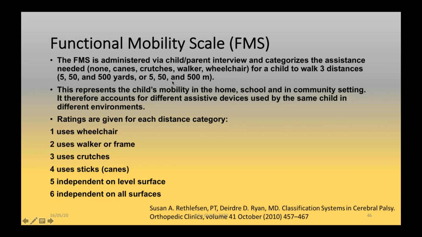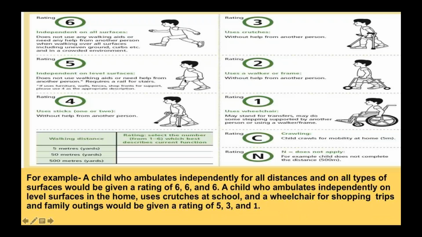Can he do 5 meters? Can he do 50 meters? And can he do 500 meters? 5 meters is home, 50 meters is school, and 500 meters is outside. It's totally reverse if you really see the GMFCS. Level 1, which was independent, is totally dependent on a wheelchair. Level 2 basically is another, he'll always walk but with support. Level 3 is again walk with crutches but with support. So these are like your 4s and 5s. Level 4 here, basically walking independently. Level 5 can walk on any surfaces and 6 can run.